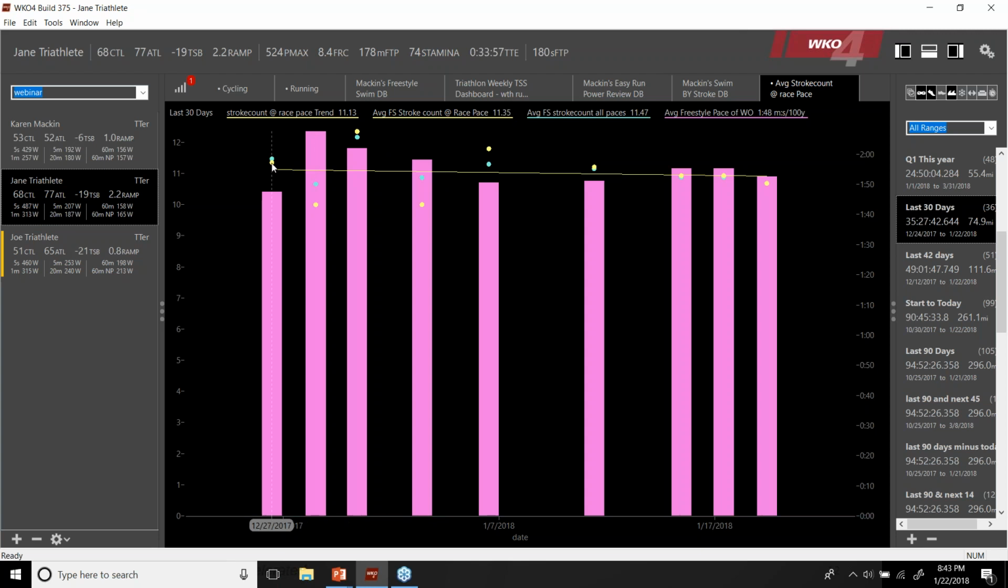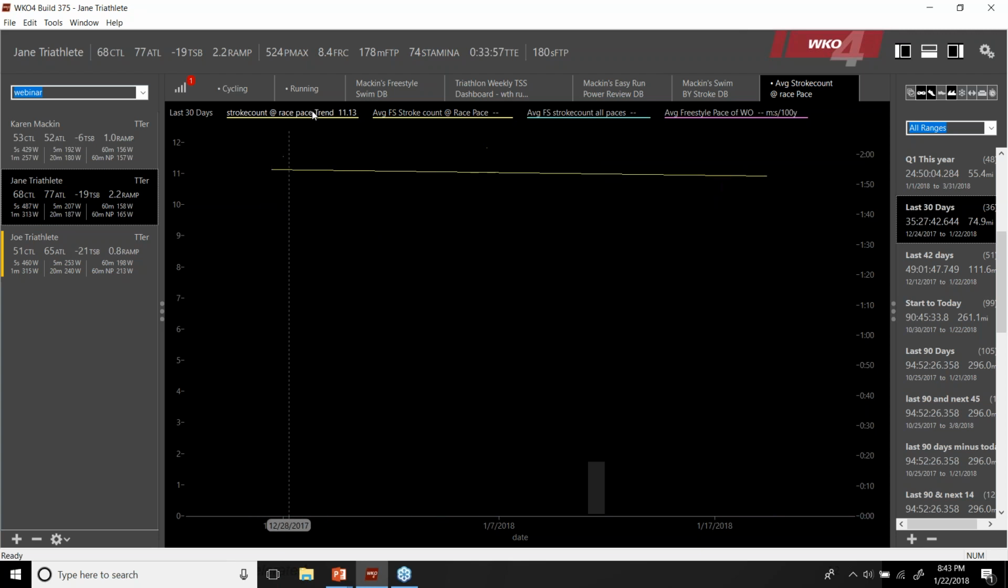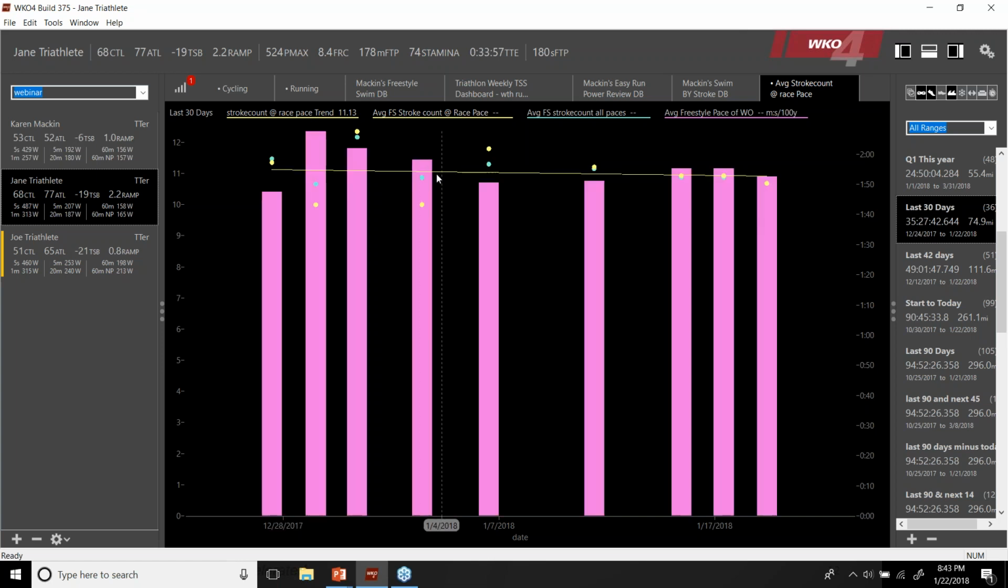So I isolated her race pace, and then I did a little trend on the average freestyle stroke count. And so we see a nice little decrease here in her freestyle stroke count. So I was kind of happy about that. So the next thing I'm going to do is move right into the athlete level swim.